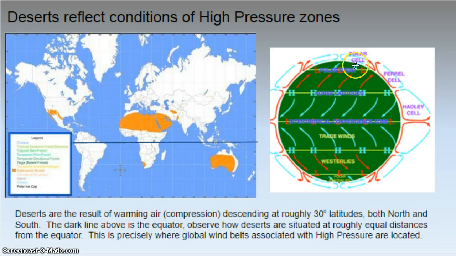I also want to make sure you realize that where I get descending air at the poles, both the North and the South Pole, those are huge deserts. They're tremendously dry, they're just cold. So not all deserts reflect warm, dry air. They just reflect dry air.